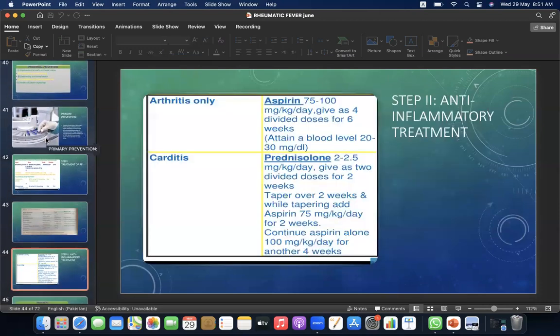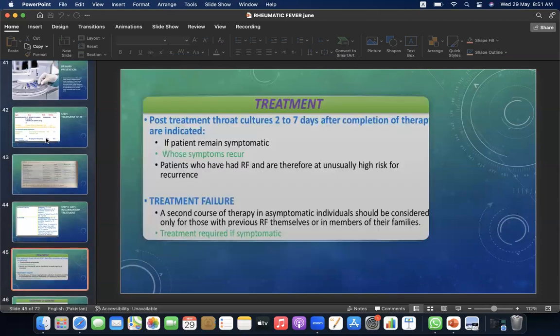For arthritis, you can give aspirin, 75 to 100 milligram per kg per day, given as 4 divided doses. Then for carditis, prednisolone can be given. That is anti-inflammatory treatment as step 2.